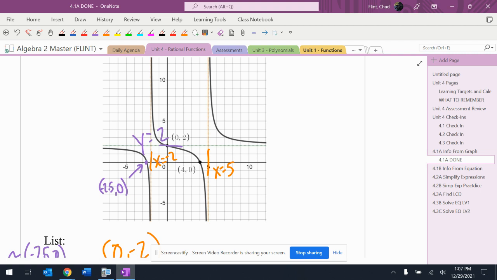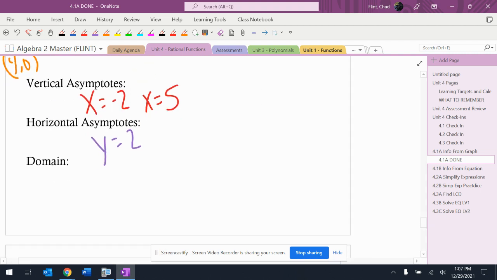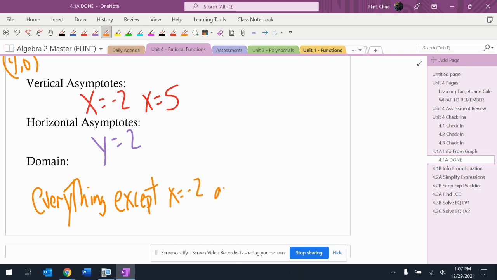Domain, all right? So the domain, again, is every x value except where the asymptotes are. So it's everything except x equals negative 2 and x equals 5.